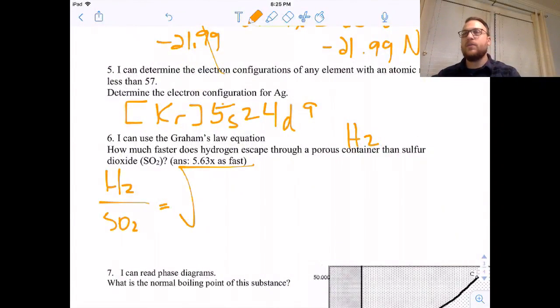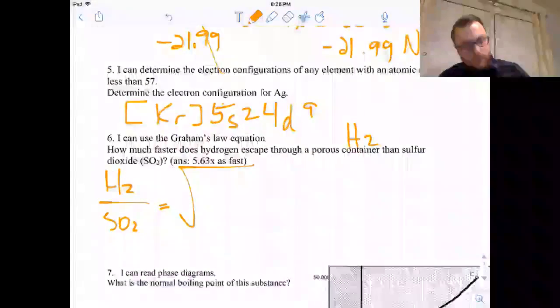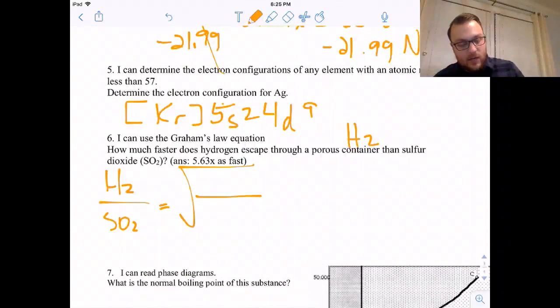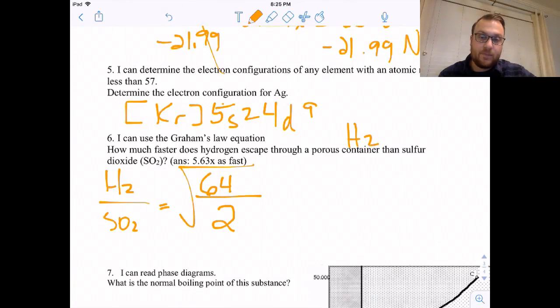So, I'm going to put hydrogen on top, sulfur dioxide on the bottom, which means on this side, I'm going to put the weight of hydrogen on the bottom and the weight of sulfur dioxide on the top. When I square root both of those, after that division, I get 5.63. And that's it.